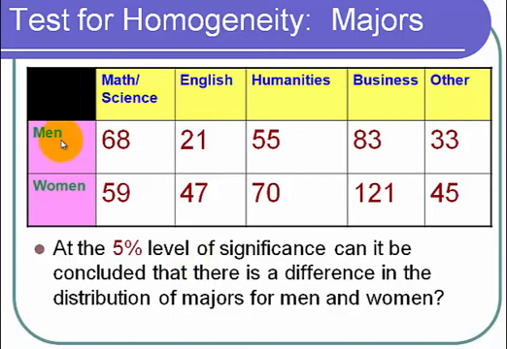So a survey was done asking a bunch of college students, are they a man or a woman? What is their gender? And what is their major? And here's the contingency table that shows that. And the question is, at the 5% level of significance, can it be concluded that there is a difference in the distribution of majors for men and women?